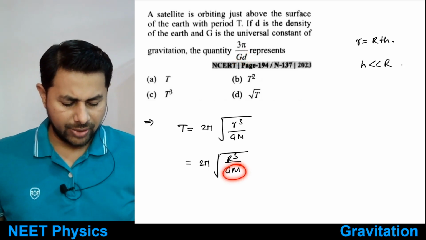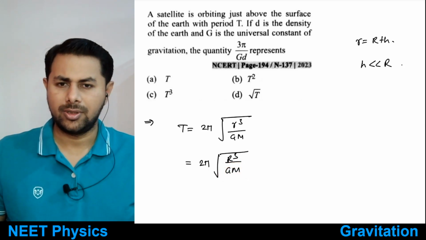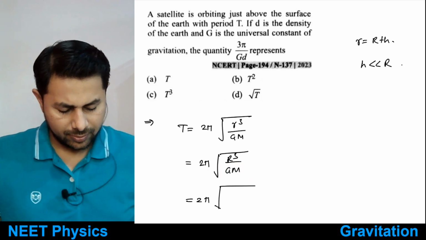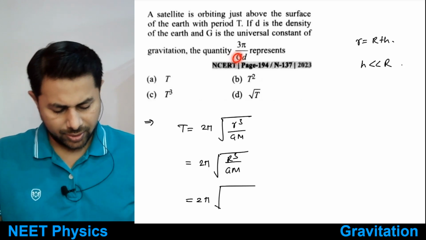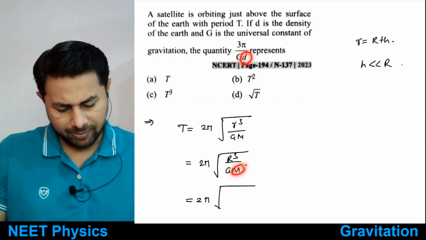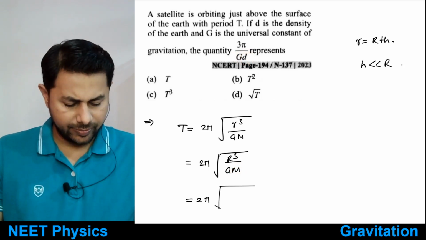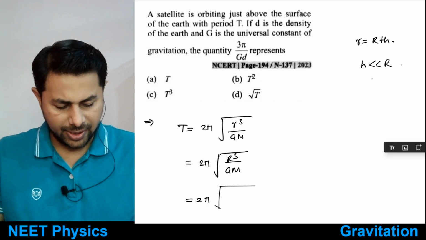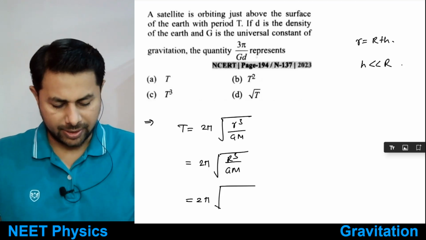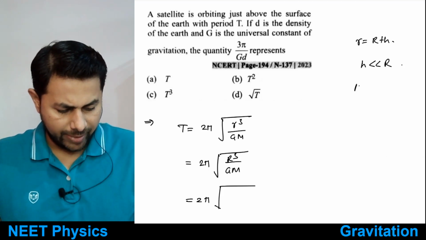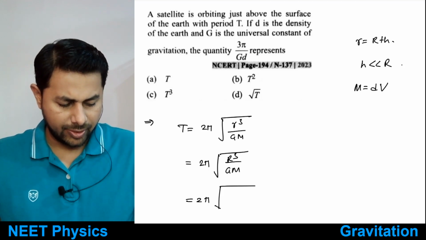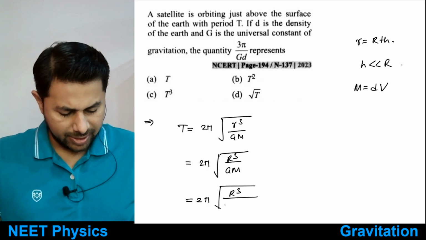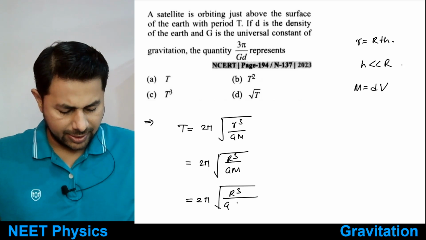So how can you write this GM? G is already there, so you just need to convert this mass. Mass can be written as density times volume. Density, they are calling it D. You want density in the denominator. So let's substitute that: you get r cube divided by G multiplied by M, where M is written as density multiplied by volume.